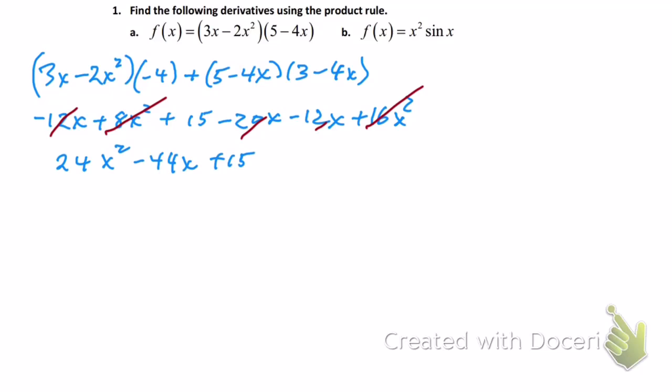And if you FOIL those two functions to start with, you'd get the same thing on that one. So on a test or something, unless it specifically says use the product rule, which it probably won't, then you decide which way is the best.